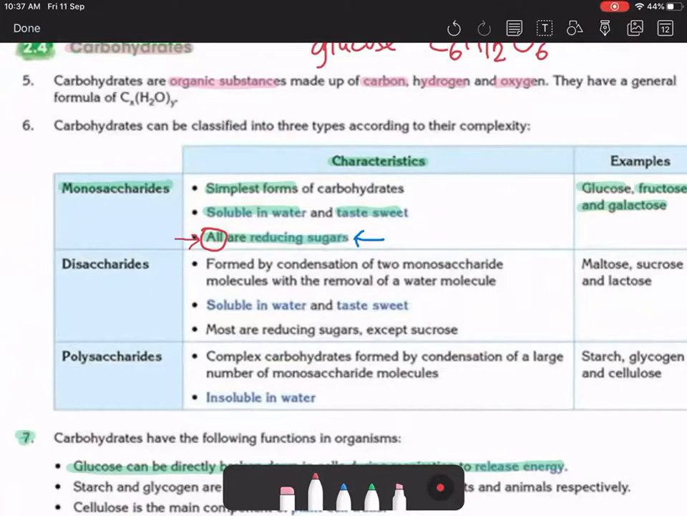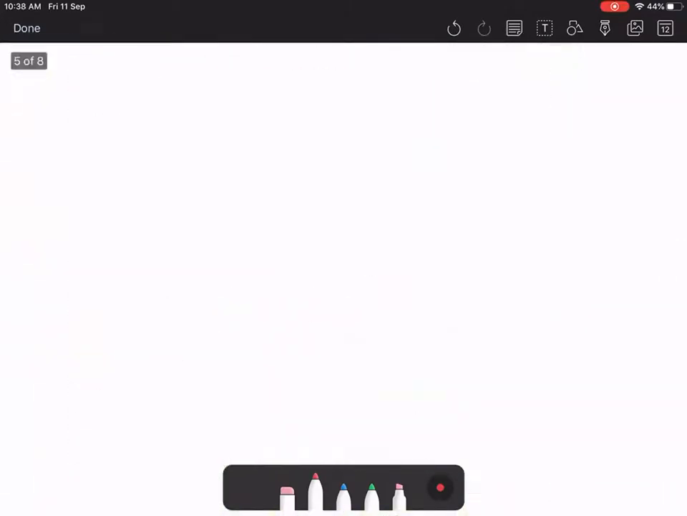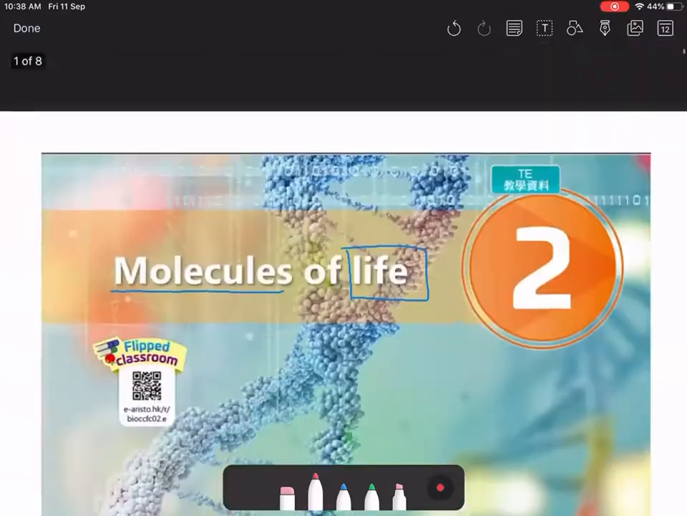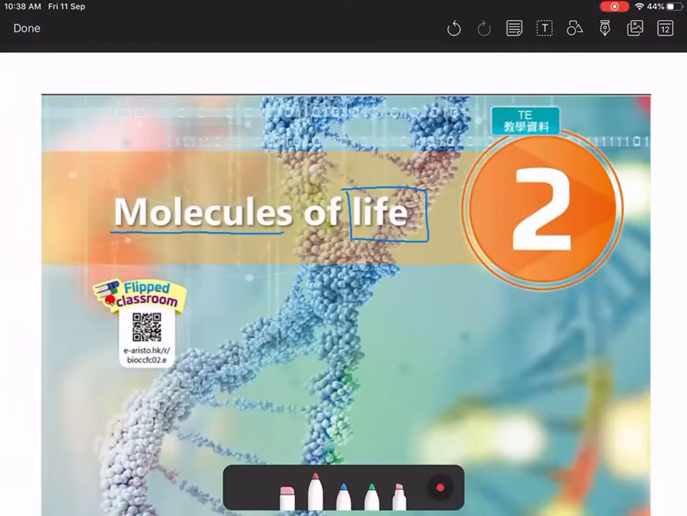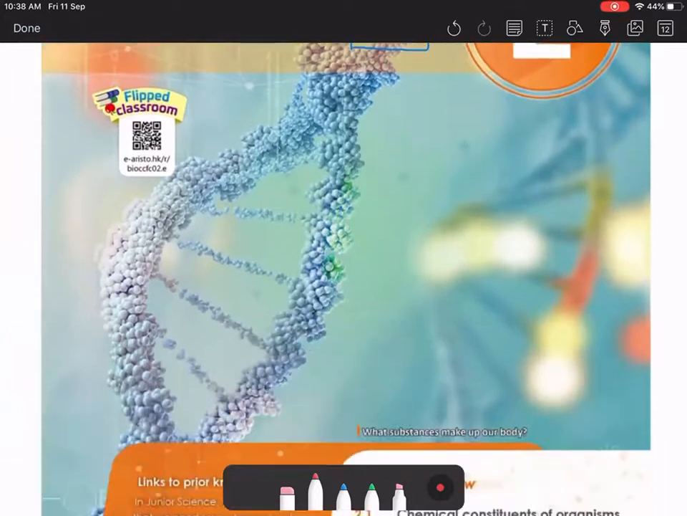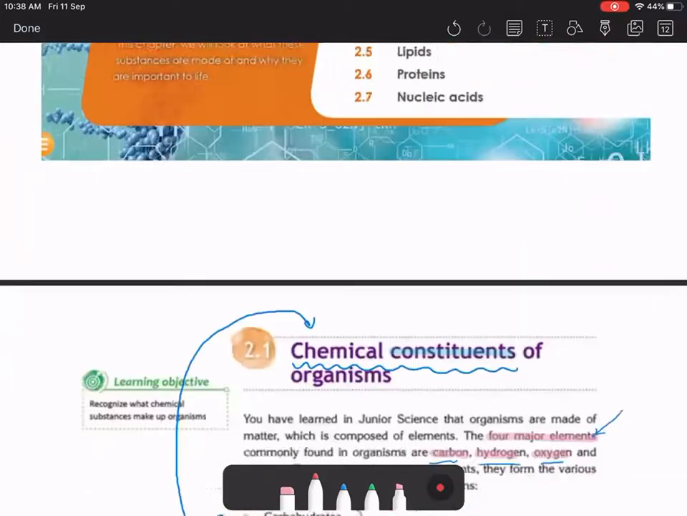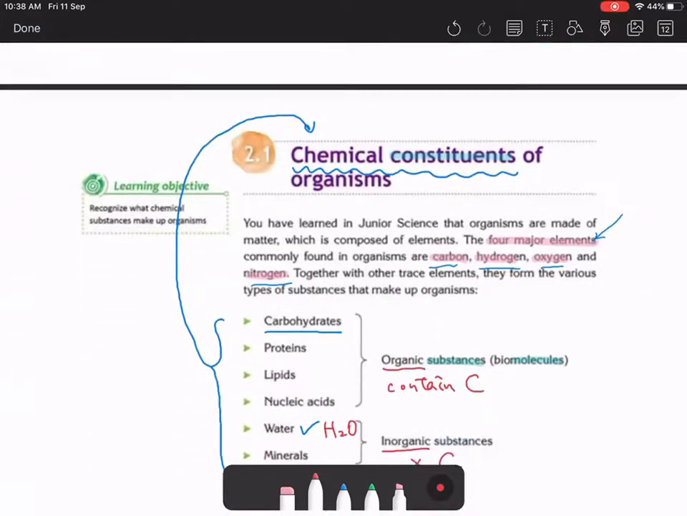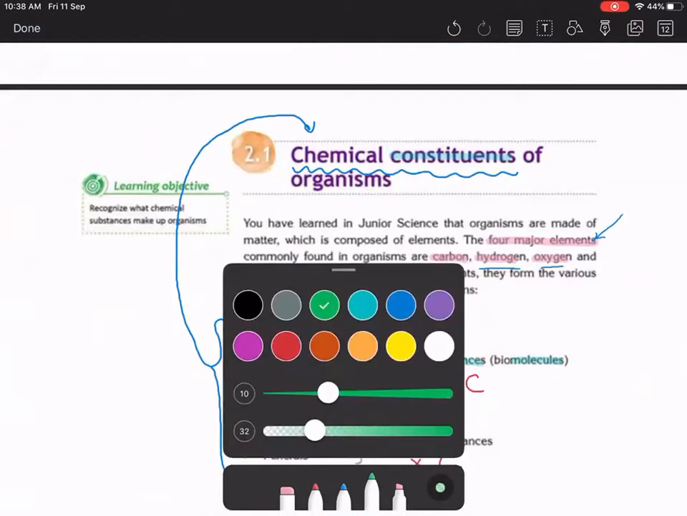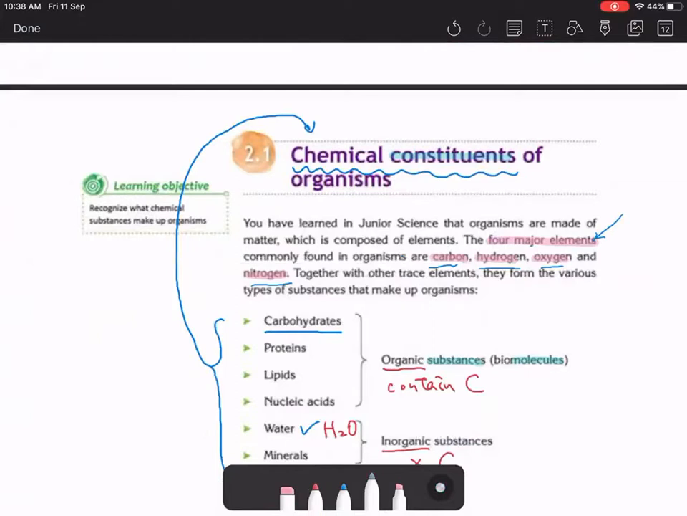Actually, I have talked a lot, okay, a lot of content. Let me summarize the lessons again, okay. Go to the first page. Now we are on chapter 2, okay. We learn different types of molecules, and then we know that molecules form the chemical constituents of the bodies. Okay, let me choose another color. I choose the purple one. Okay, now chemical constituents are made of different molecules.